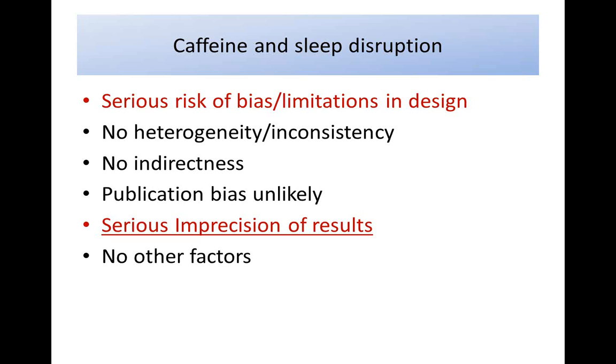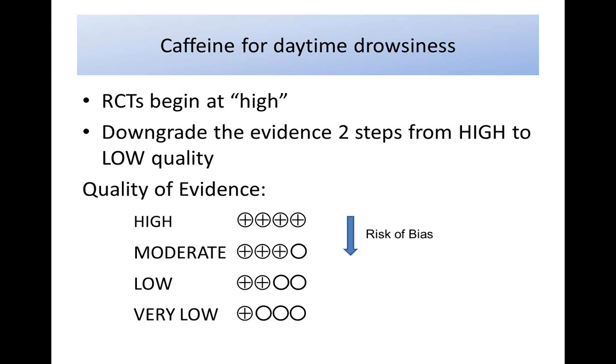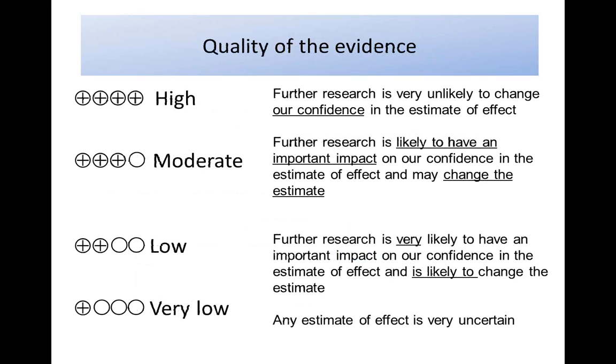No heterogeneity, that was 0%, that was pretty good, and it was exactly the question we wanted to ask, so there was no indirectness. We decided publication bias was unlikely, but there was serious imprecision because I think the effect crossed the line of no effect on the meta-analysis, and there were no other factors to upgrade. So we began at high, we downgraded for risk of bias, we downgraded again for imprecision, and we ended up at a rating of low, so low quality evidence for that.